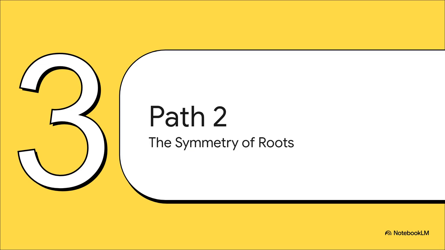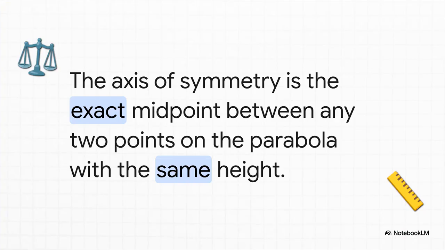But hey, what if calculus isn't your jam? Or maybe you just haven't looked at it in years. No problem at all. Let's try a totally different path, one that's much more visual and geometric. We're just going to use the parabola's own symmetry against it. Okay, so by its very definition, that axis of symmetry has to be smack dab in the middle of any 2 points that are at the same height.